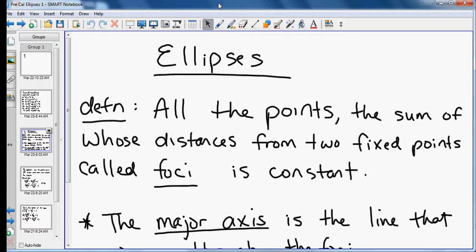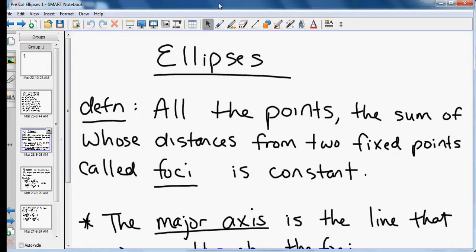So anyway, the definition for an ellipse is all the points whose sum of their distances from two fixed points called the foci is constant. Just so you know, foci is the plural of the word focus. So we have one focus, two focus, so the two foci.